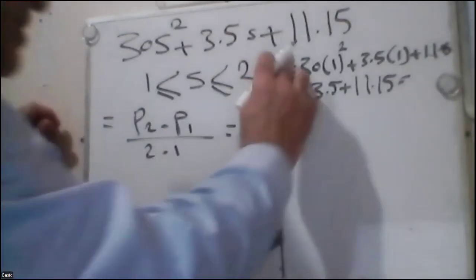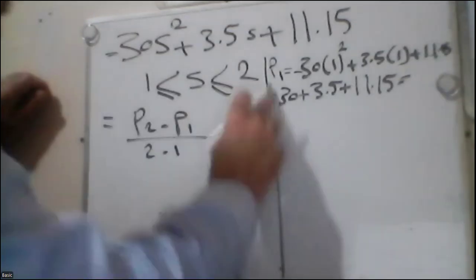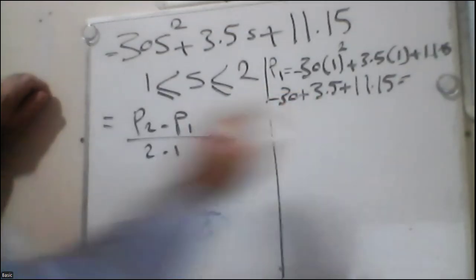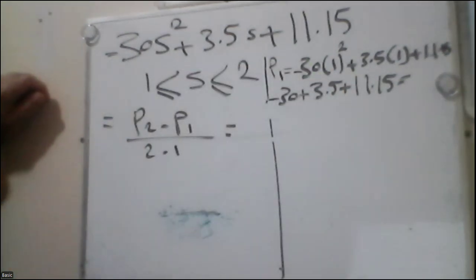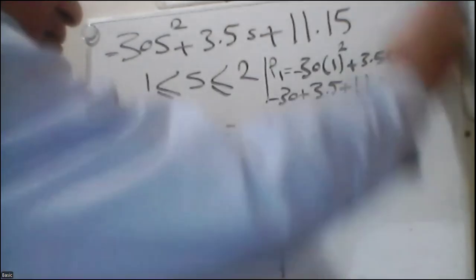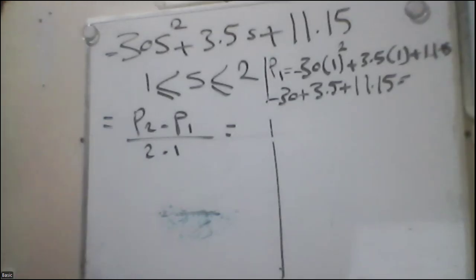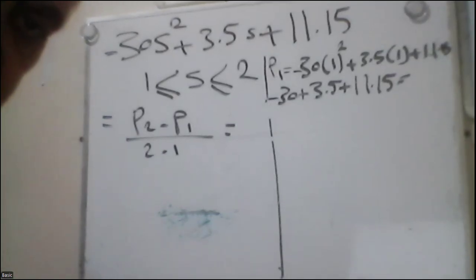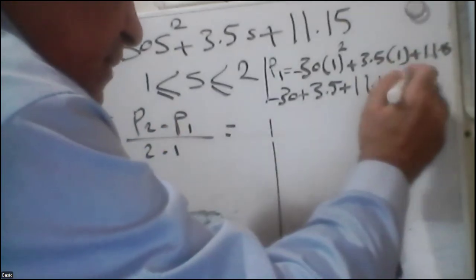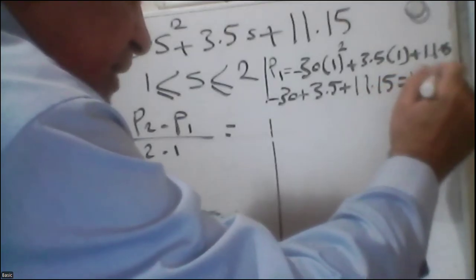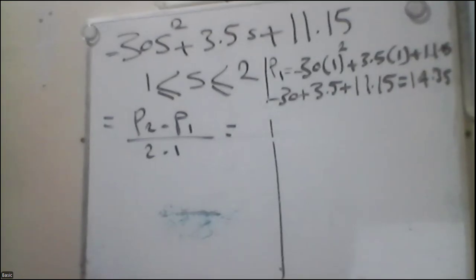Guys, this is minus, sorry. This is minus here. So this minus 30 plus 3.5 plus 11.5. That will equal, how much will this equal? When we do it with the calculator, this amount will be 14.35. Okay, guys, it's shown up on the screen here.